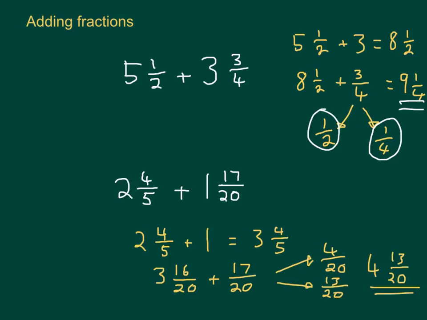Now for the next stage, I just need to recognise that the next whole number is when I get 20/20. So 3 16/20, how many more 20ths to get to 4? Well, it must be 4/20. Then I've got 13/20 more to add on. That will give me my final mixed number of 4 13/20. That would be a level 6 kind of question.